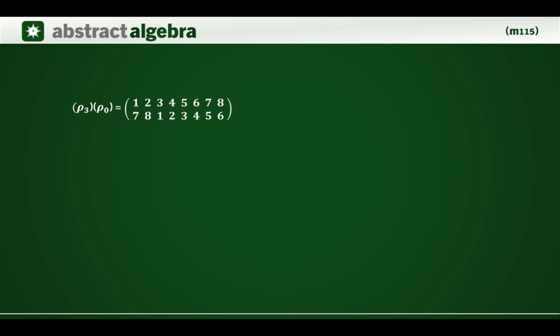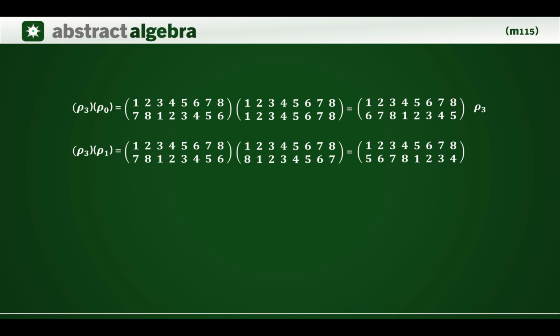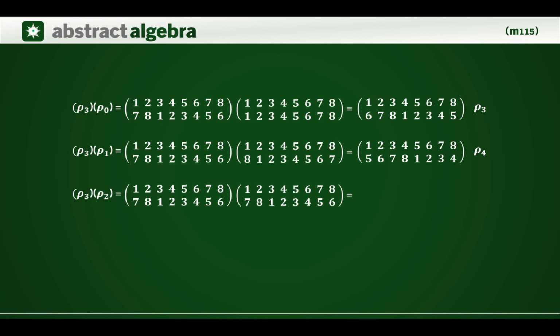Next, we are going to find the composition of rho sub 3 to rho sub 0. The result is rho sub 3. Next is rho sub 3 to rho sub 1. The composition results in rho sub 4. Next, we are going to find the composition of rho sub 3 to rho sub 2. The composition of rho sub 3 to rho sub 2 is rho sub 5.